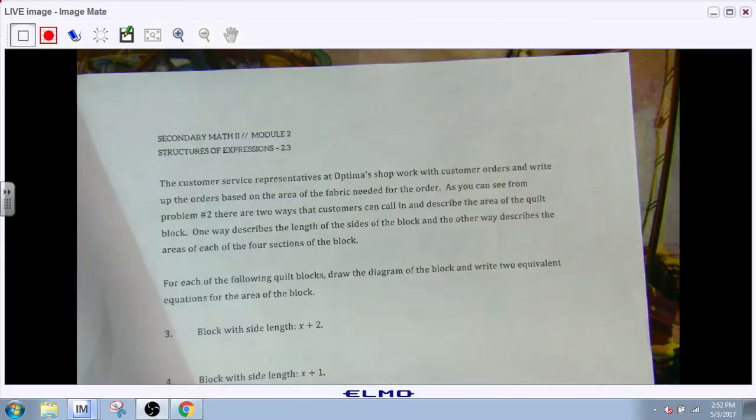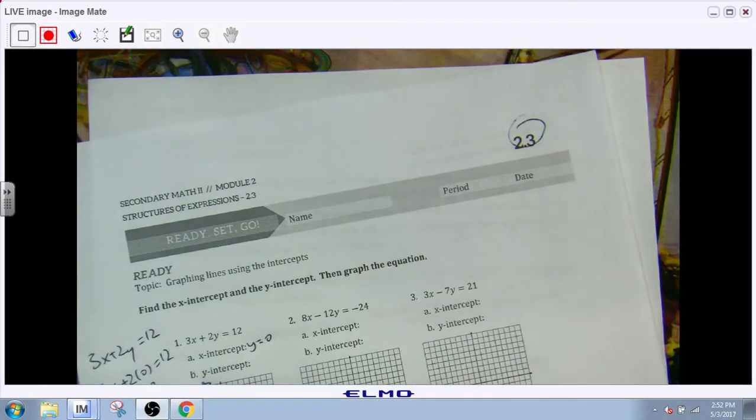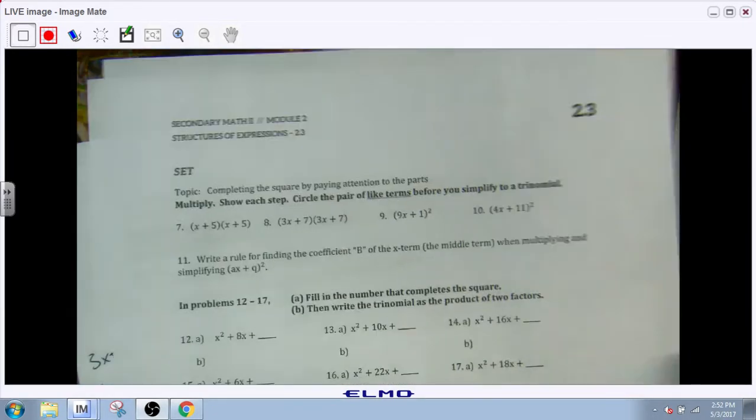All right, let's go ahead and go to the next section here. Oops, that's not it. What did I do with it? Oh, here it is. Okay.